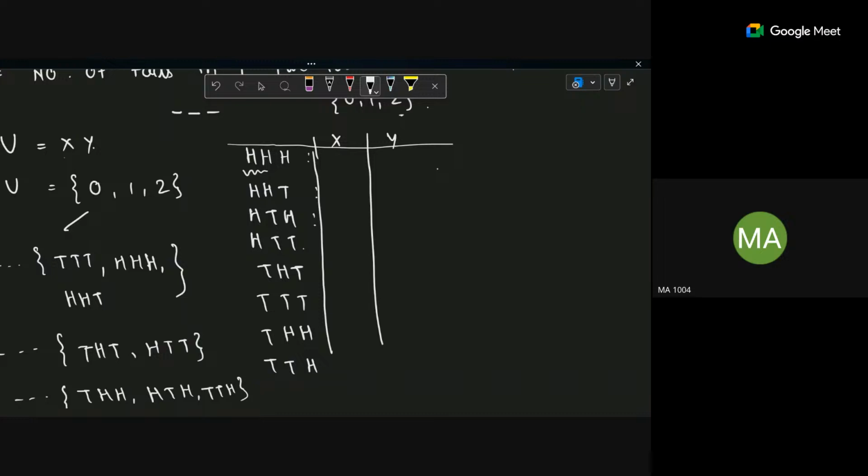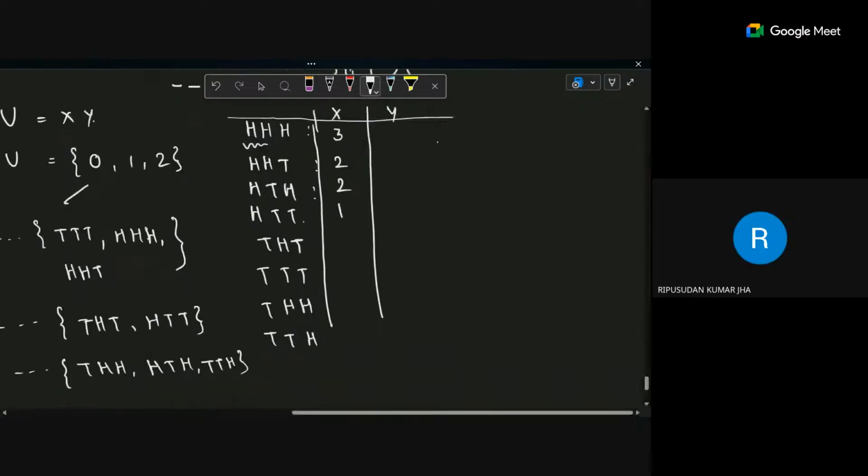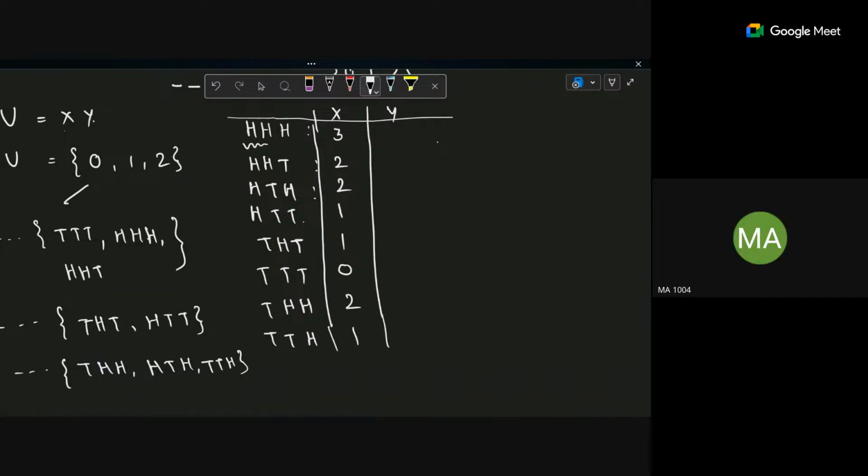So what's your X here? 3, here 2, 2, 1, 1, here 0, right? And what's the value of Y? That means the number of tails in the first two: 0, 0, 1, 1 again, for HTT. Number of tails in the first two tosses. Again here 1, 0, 2. Number of tails: 1, 1, 2. Okay.